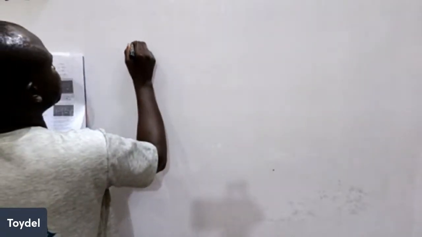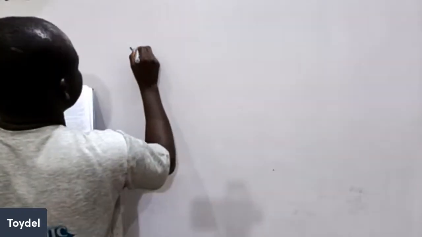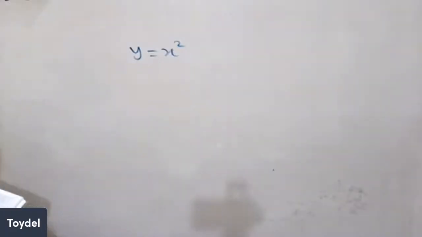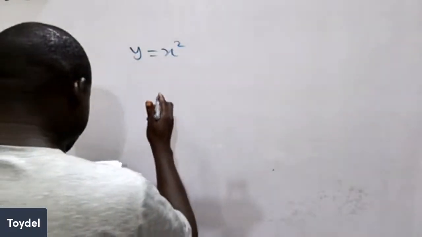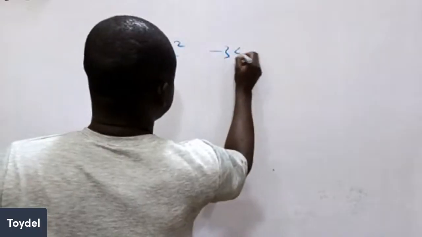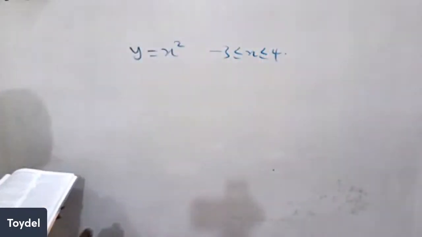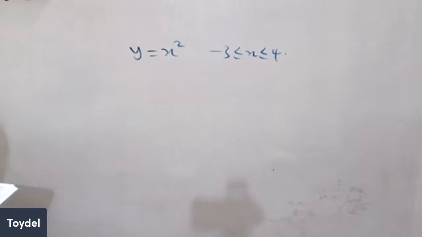So let's take this question. This other question is a bit unique. The question says that we should draw the graph of the relation y is equal to x squared. That's interesting. This is what part A of the question says. Draw the graph of this for the interval minus 3 less than or equal to x less than or equal to 4. That's what we have to do. Then we have to use the scale of... okay, no problem.